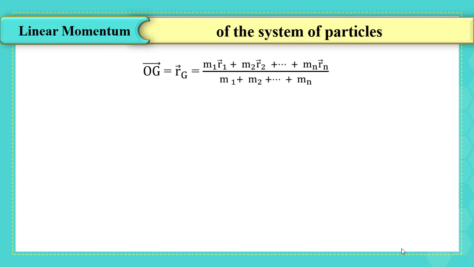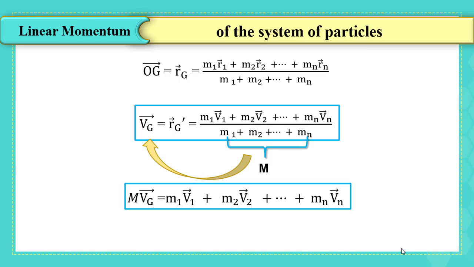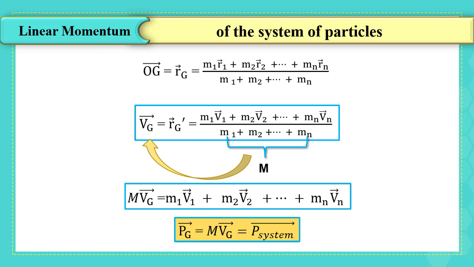Whereas for any system, there is a center of mass of position vector r vector g equals m1 r1 plus m2 r2 etc. over the total mass, as we have mentioned at the beginning of the video. So its velocity vector is expressed as m1 v1 plus m2 v2 etc. over the total mass. If the total mass is multiplied by vg vector, it gives us the linear momentum of the center of mass, equal to the sum of the linear momentum of each particle. Thus, the linear momentum of the center of mass of a system of particles can be written as pg vector equals m vg vector, equal to the linear momentum of the system itself.